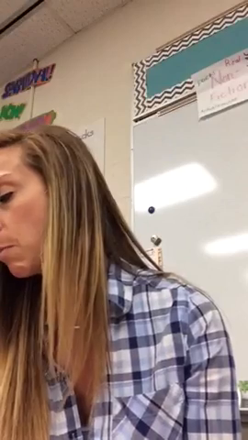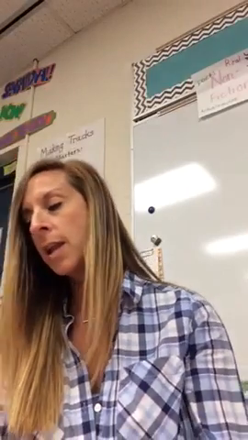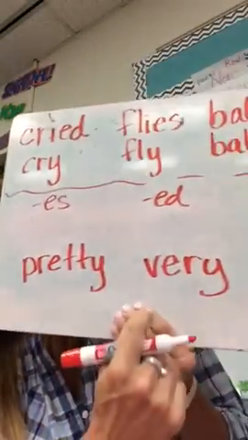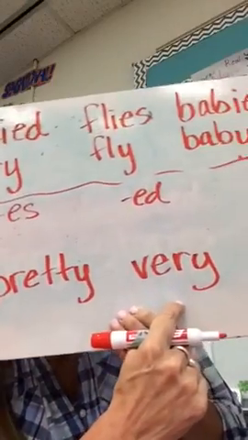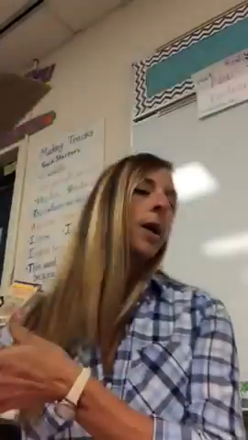So the first one is pretty. I want you to write pretty to practice the spelling. And the next one is very. What a very big bug. So pretty and very. Let's check your spelling. So we have pretty and very. P-R-E-T-T-Y and V-E-R-Y.